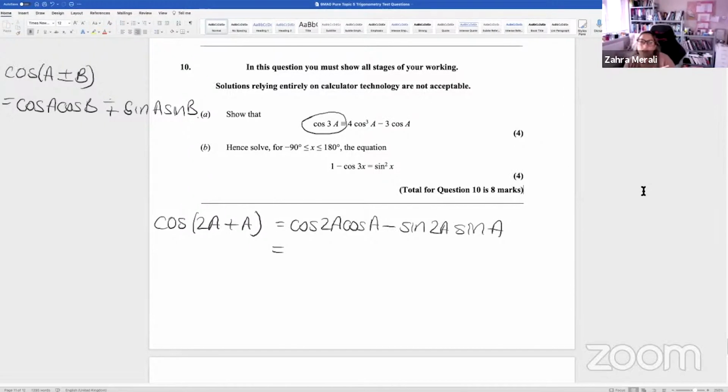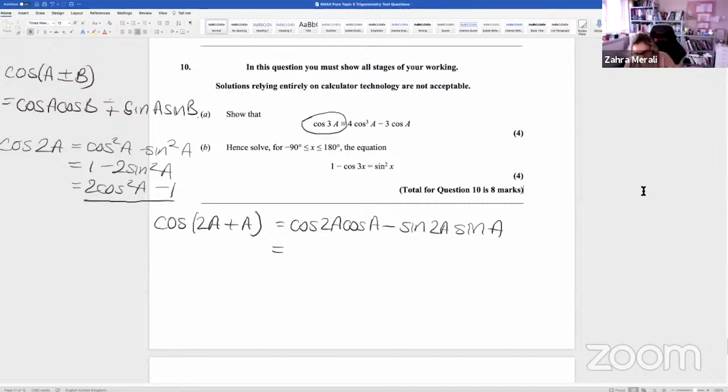And this is where knowing your trig identities becomes really important. Cos 2a can be written as 3 different ways. So we know we can write it as cos squared a minus sine squared a, or 1 minus 2 sine squared a, or 2 cos squared a minus 1. Now, because we want our final answer all in terms of cos squareds, I'm going to choose this final version. So we're going to use 2 cos squared a minus 1 times cos a. We know sine 2a is 2 sine a cos a times sine a.